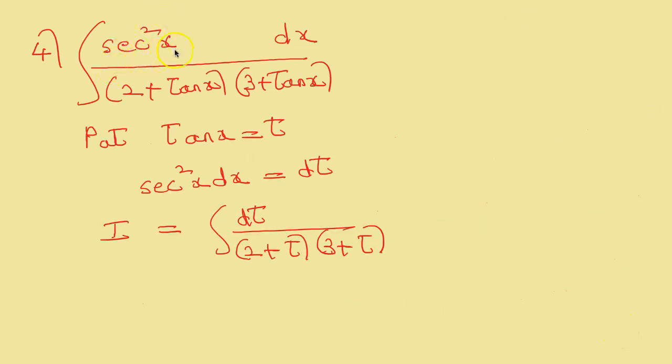Next question, evaluate integral secant squared x by 2 plus tan x into 3 plus tan x dx. Here we make a substitution, put tan x as t, so secant squared x dx is dt, so I becomes integral dt by 2 plus t into 3 plus t. Here degree of numerator is 0, degree of denominator is 2, so we apply method of partial fractions.